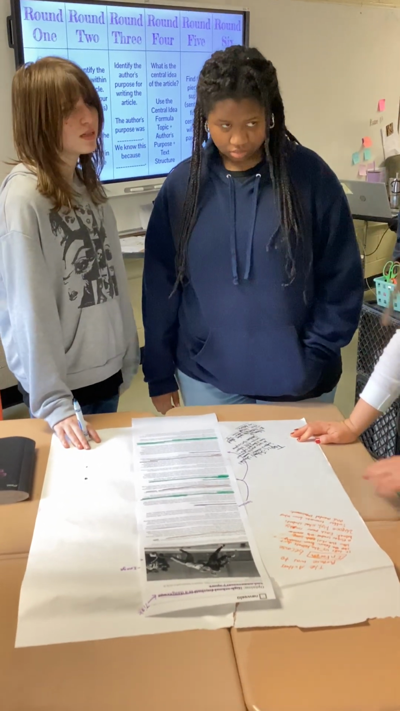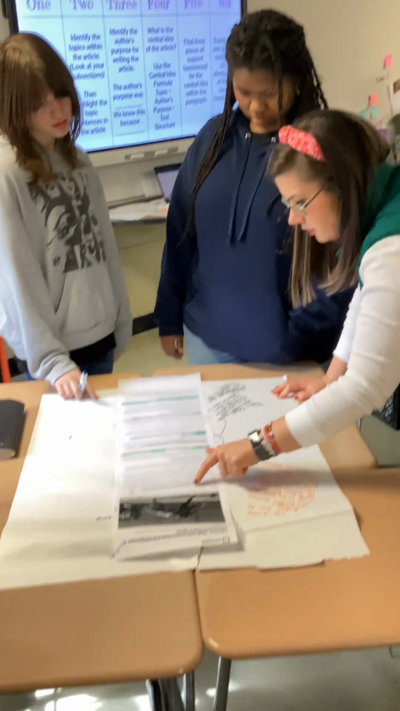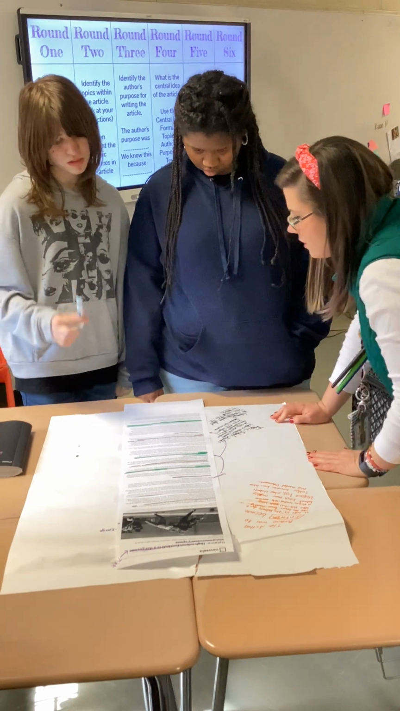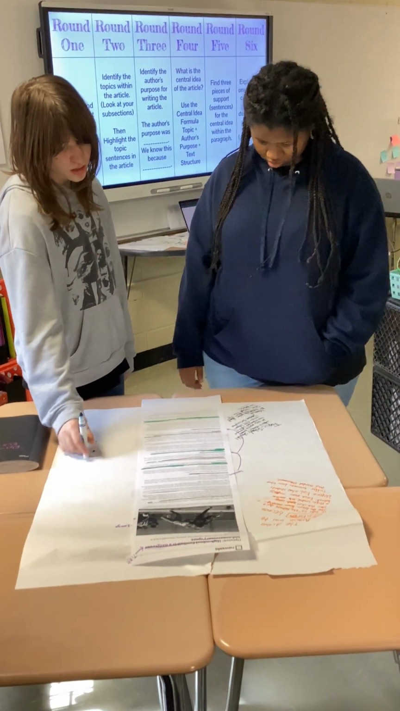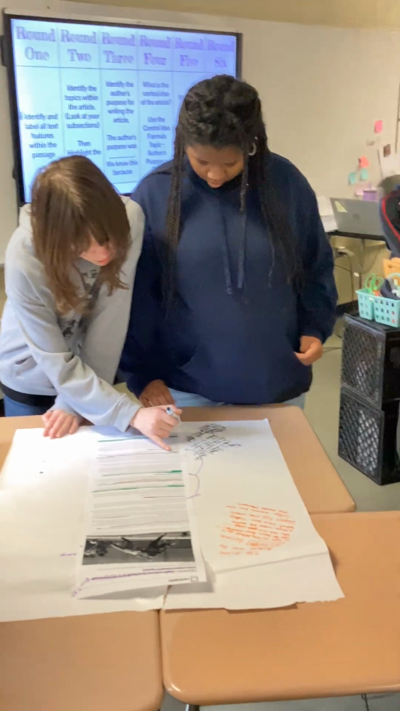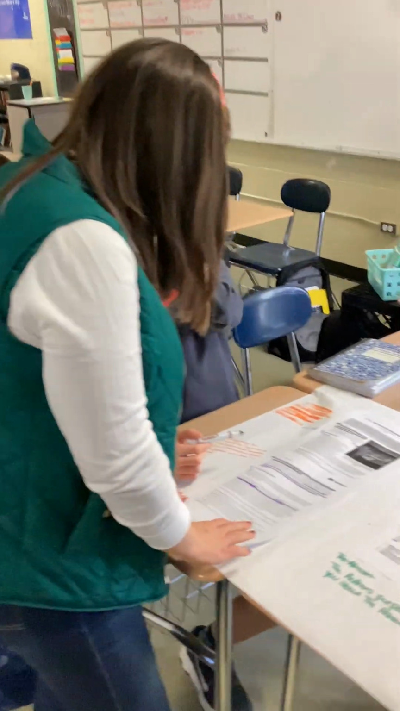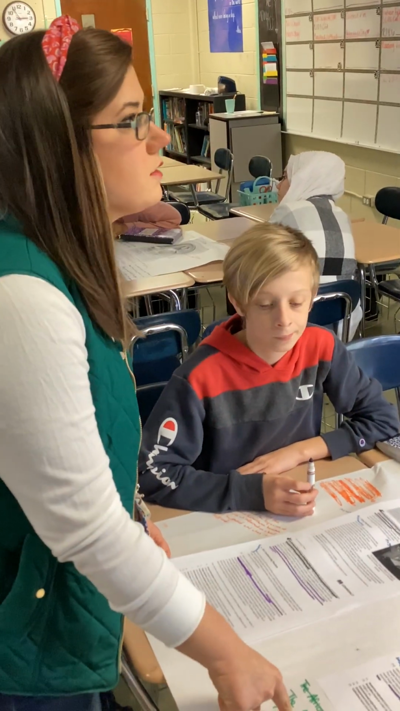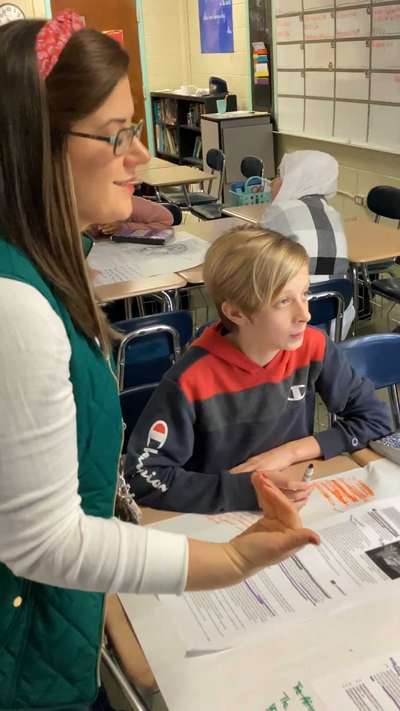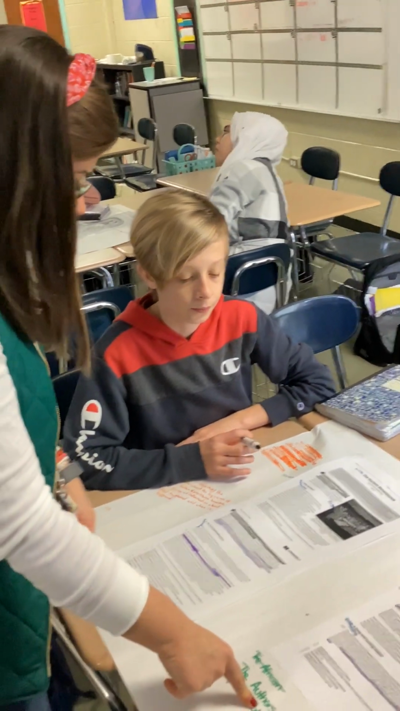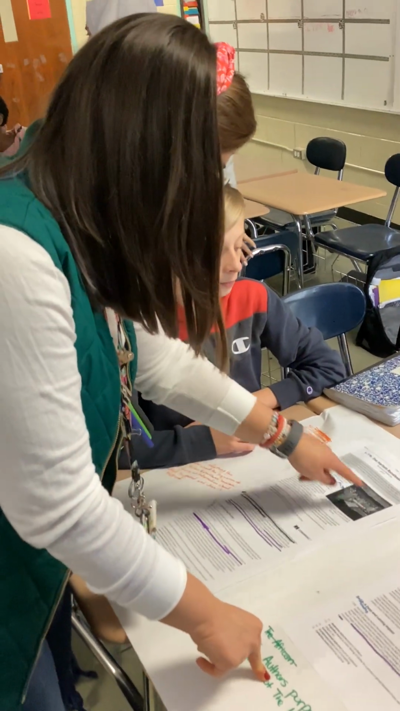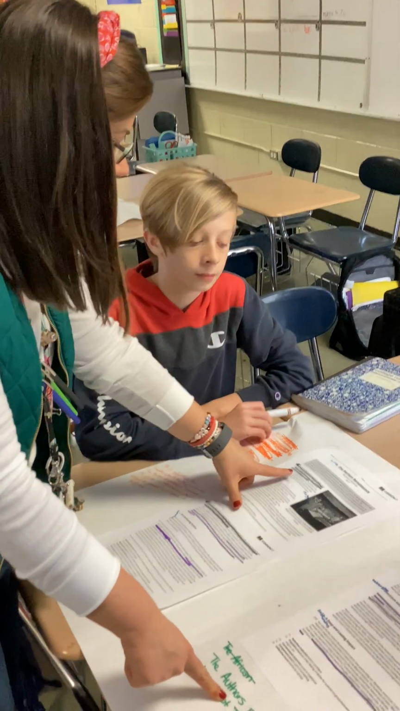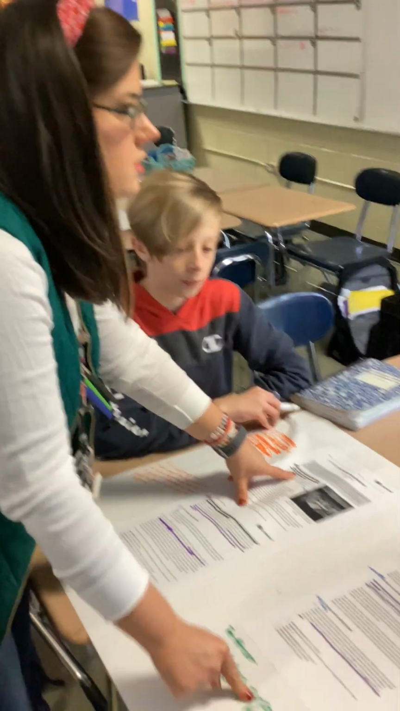The group before you has brown. So the brown ones are your text evidence. So you're going to pick one of those pieces of text evidence and explain how it relates to your central idea. So you've got your central idea. You've got your support for your central idea. So then you're picking one of those supports and you're explaining how that evidence relates to your central idea.